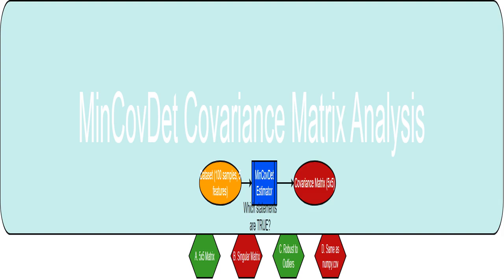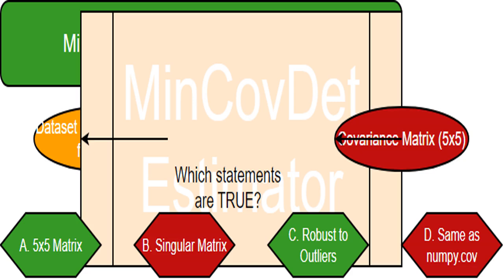I'm analyzing a covariance matrix produced by Sklearn's MinCovDet estimator. This estimator is designed to handle outliers in datasets. We'll examine the properties of this matrix. This statement is true. Because I have a dataset with 5 features, the covariance matrix will always be 5 rows by 5 columns. A covariance matrix always has dimensions equal to the number of features in your data.